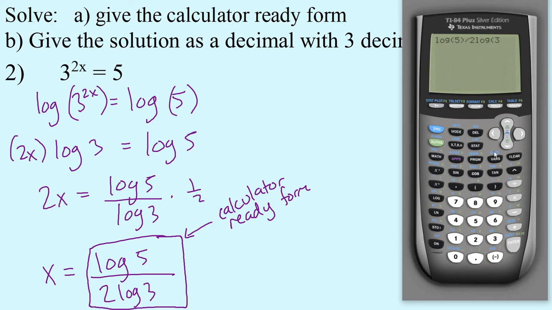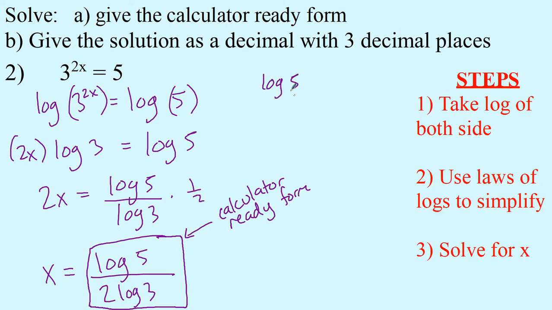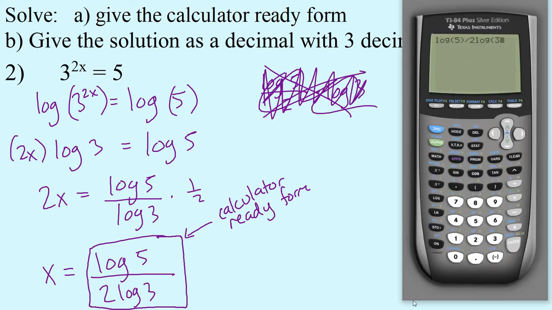I get kids that do this all the time. Your calculator is going to do the wrong thing. Your calculator is doing log 5 divided by 2 and then multiplying by log 3. Don't do that. Just erase it. Watch what you're doing. Make sure you put in parentheses. You're dividing by all of this. Then your calculator will give you this answer.